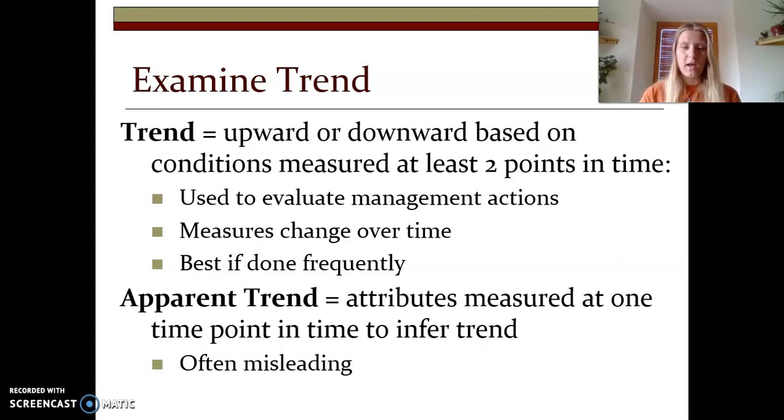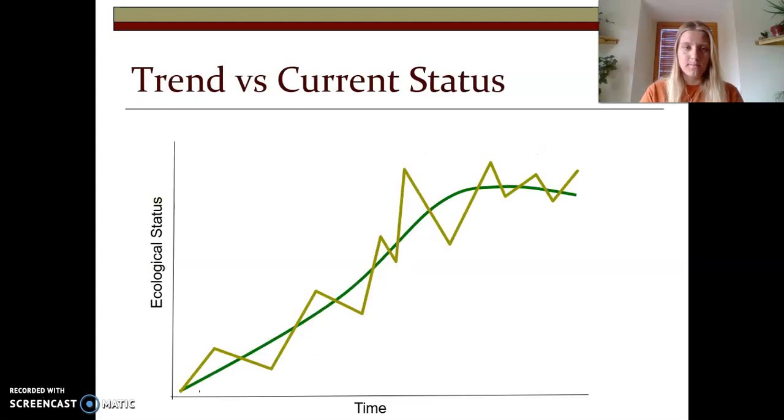An apparent trend is attributes measured at one point in time to infer the trend. So it's often misleading. It's like basing results off of one lab test. If you do that, you might have inaccurate lab results. And so you just always want to make sure you're checking multiple points in time instead of just one.